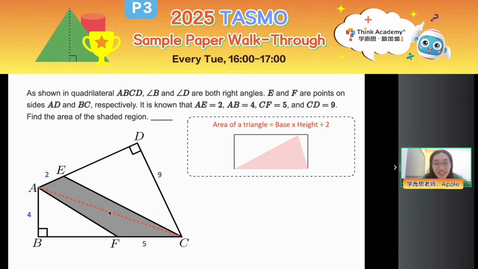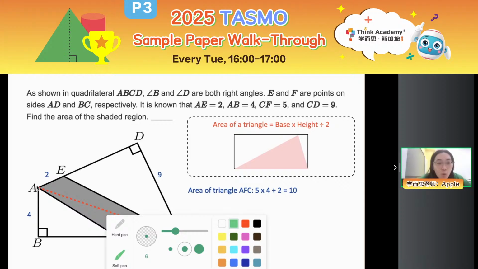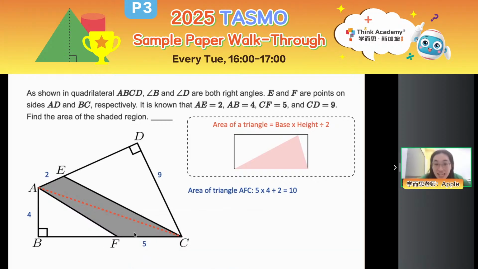It is very easy. Now you see that here in the middle, I just connect point A and point C. Why? Because in this way, actually, I can try to split the shaded region as 2 parts. So for the first part, what is the area of triangle AFC? Well, AFC, you see that it is a triangle. What is the base? According to the question, I know the base is 5.